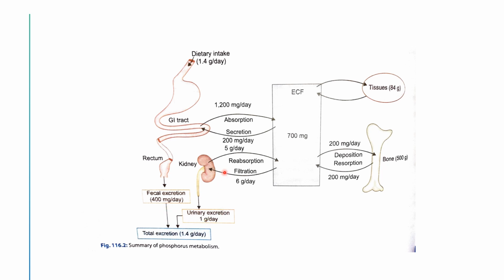So reabsorption and filtration from the ECF and kidney: reabsorption is 5 grams and filtration is 6 grams per day. From the GIT, absorption is 1200 milligrams per day and secretion is 200 milligrams per day. The ECF value is 700 milligrams, out of which 200 milligrams per day is deposited in and reabsorbed from the bones. So this is the metabolism of phosphorus.